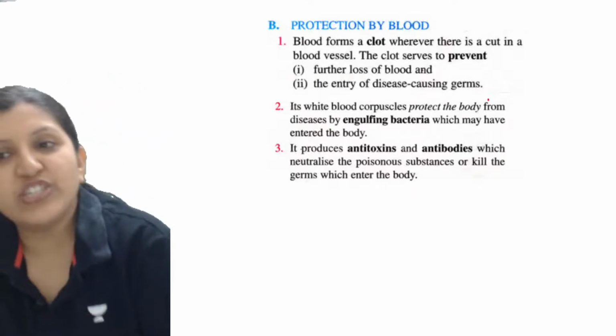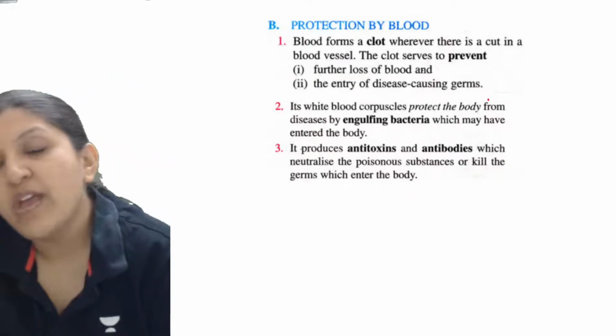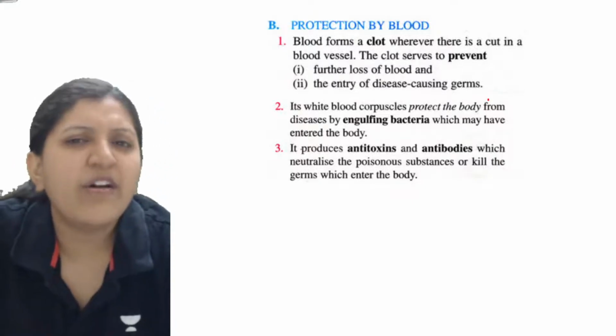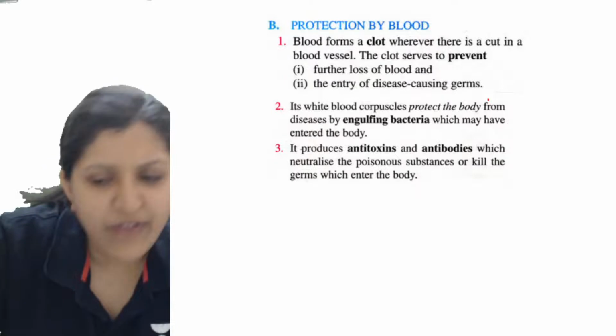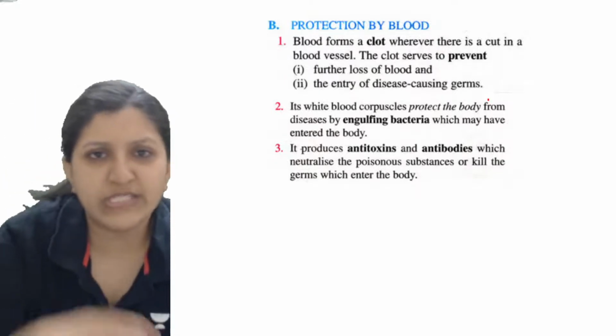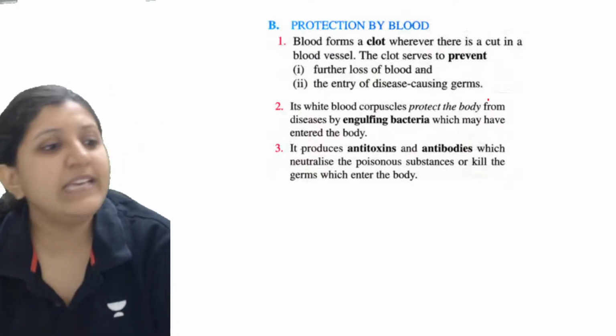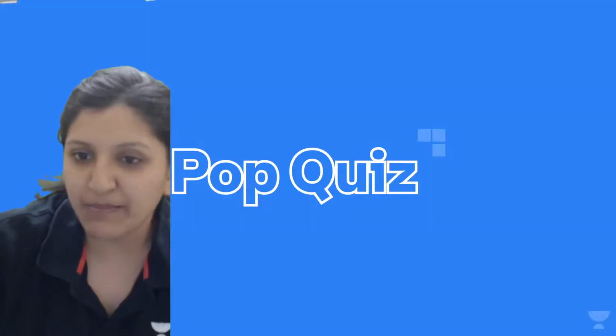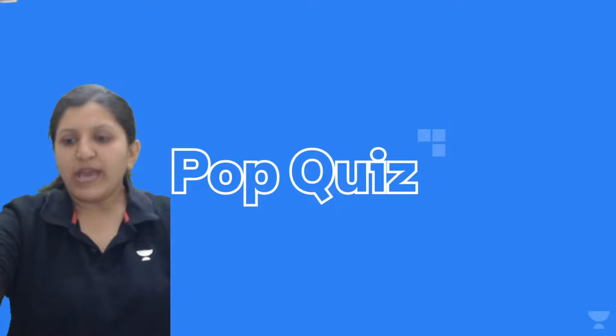Okay, so protection: clot formation and fighting, that is engulfing bacteria, or basically the formation of antigen and antibody complex, which occurs. Mainly the antibody is secreted by the WBC, so that is another function which can be mentioned. So let's have a look at the question here.